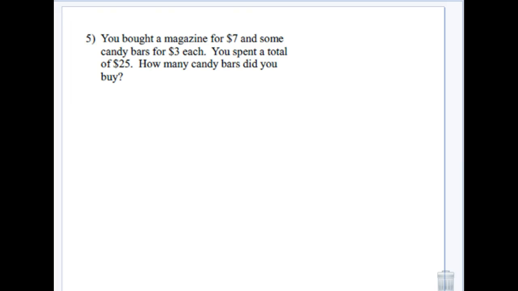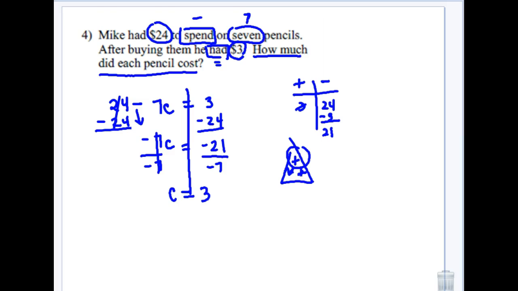All right, so let's look at number 5. Oh, you need more time here? Yeah. Okay, so what's our sentence going to be? Each what? Each pencil costs $3. Tax included.